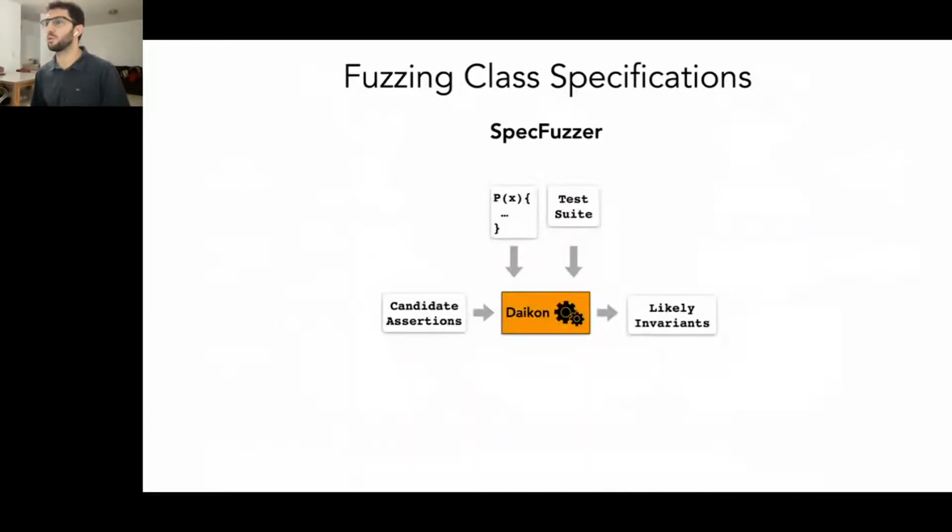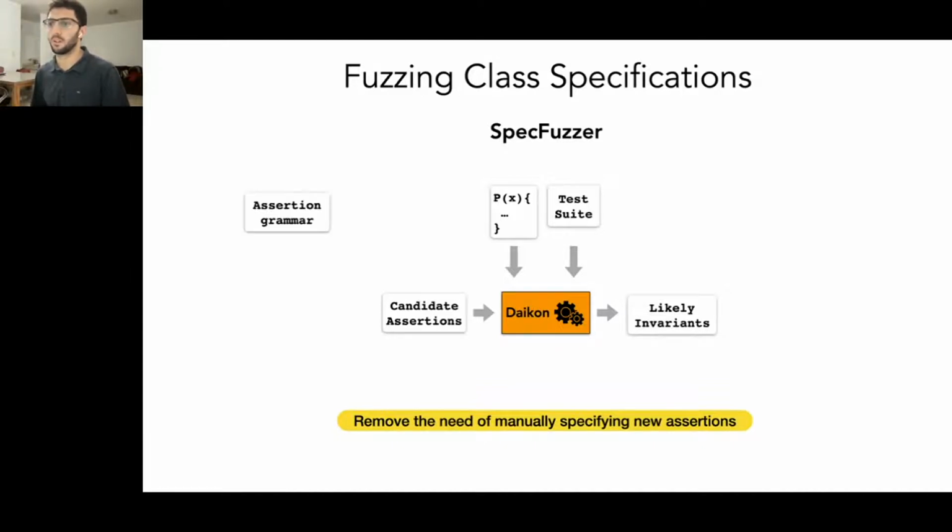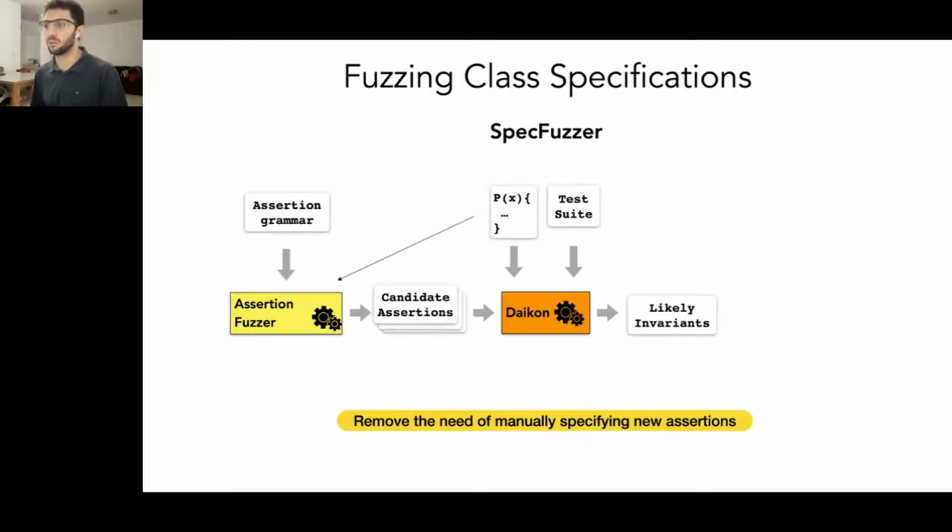In this work, we propose a new technique for specification inference called SpecFuzzer. SpecFuzzer is built on top of Daikon, and Daikon originally takes as input a program and a test suite, and then from a set of candidate assertions, it reports a set of likely invariants that are essentially assertions that are not falsified in the test suites. With the goal of removing the need of manually specifying new assertions, we incorporate in this process an assertion grammar, and then using a grammar-based fuzzer, we're able to produce thousands of candidate assertions that we give as input to Daikon. And then by executing Daikon, we're able to report many more likely invariants.